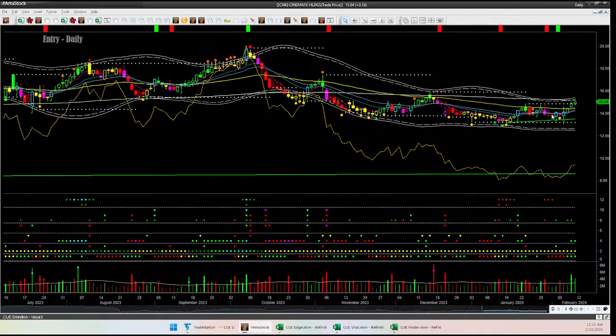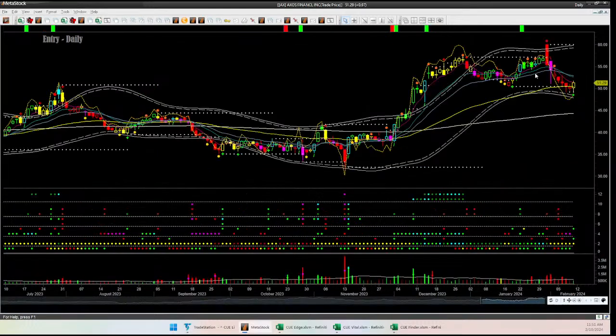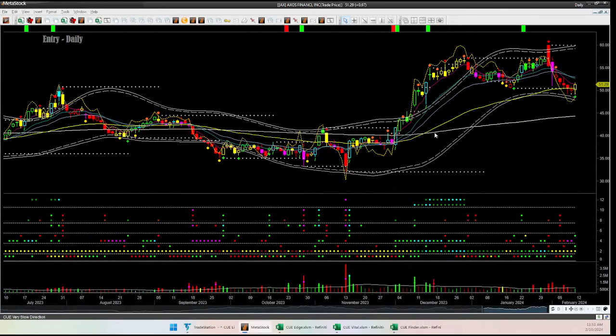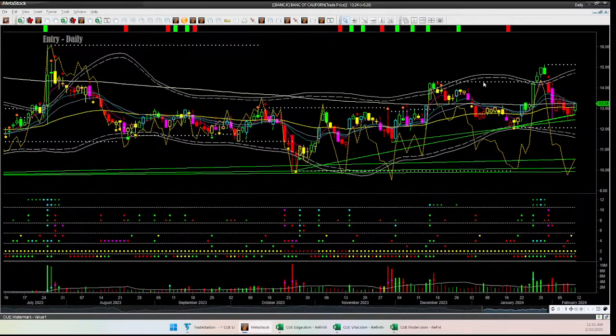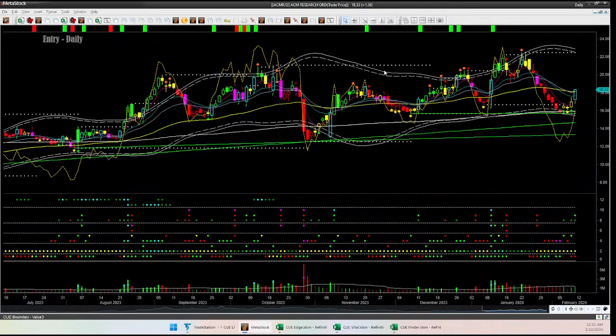CNK. It has no buy setup now, so close this. AX. This one is looking good. Let's see any other stock. ALKS has a trendline resistance. Not going to buy that. BANC, Bank of California. This is also looking good. ACMR. This is also looking quite good.